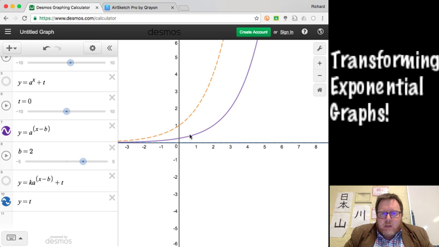So the translation is happening to the right. So as usual, look at the value of x minus b and say, well, I have to go sort of the opposite sign to what it says in here. If it said x plus 2, then it would mean I'd be going 2 units to the left. So I'll do that now.